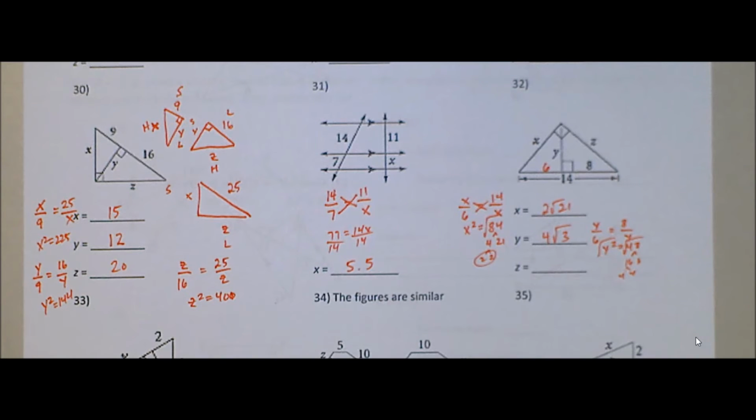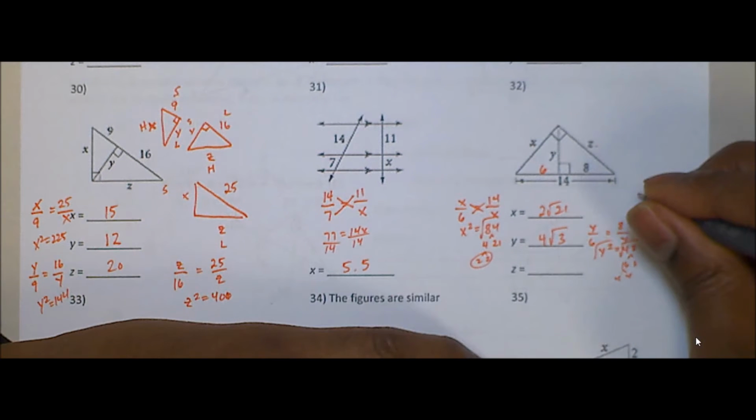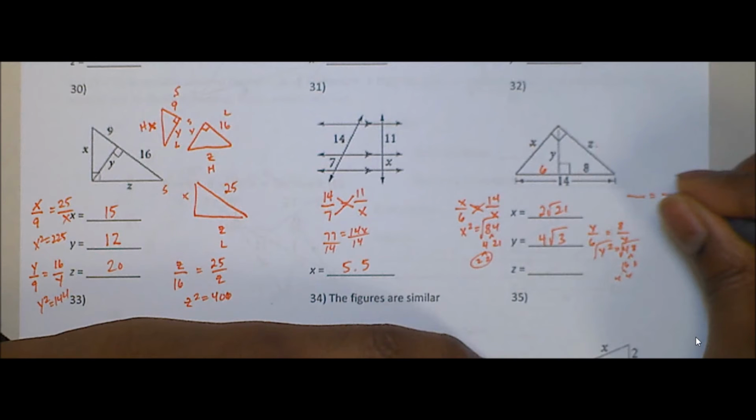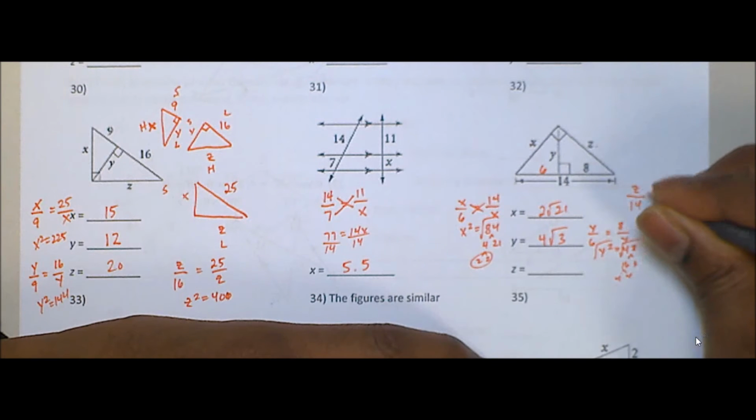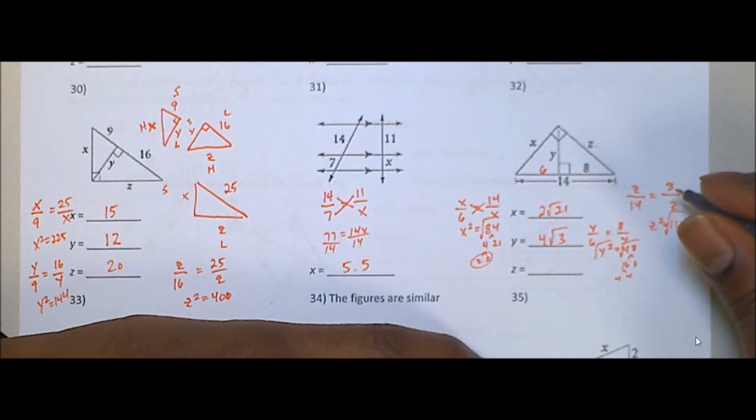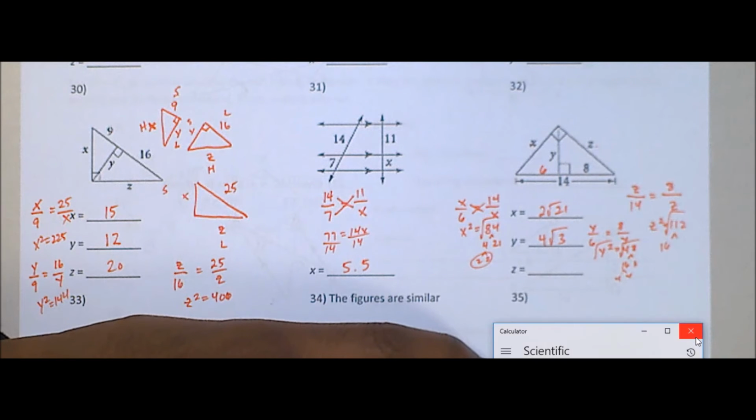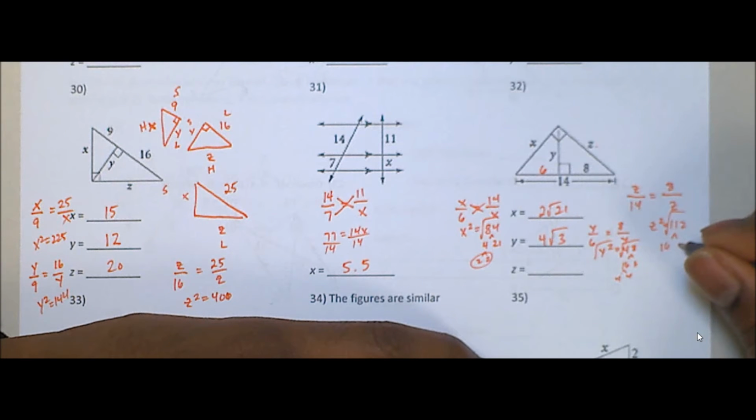And then z should be the geometric mean between the leg closest to it and the entire hypotenuse. So I said leg, the segment of the hypotenuse closest to it. 8, the entire thing is 14. Cross multiply, it's 112. So z squared equals 112. Square root of that, what do we get? 16 going here. Yep, great. 16 times 7. 7's prime. 16 we know breaks down to 4 and 4. So 4 radical 7.